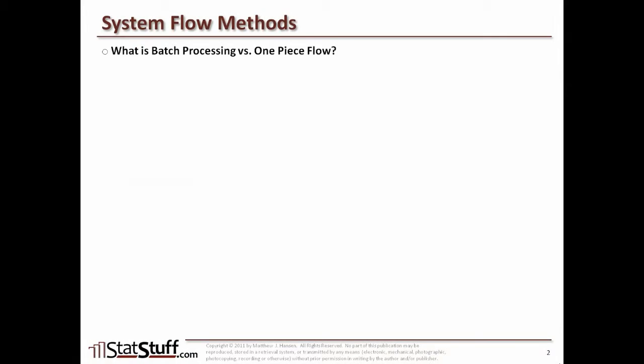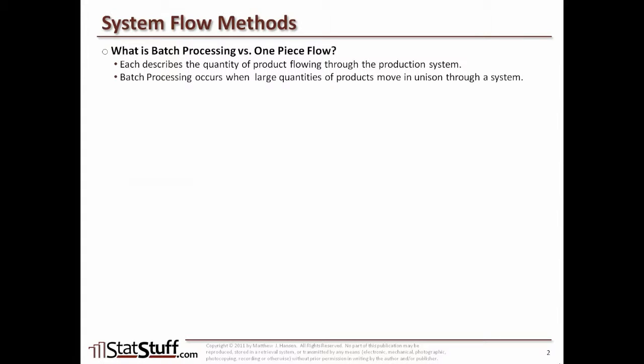So what is batch processing and what is one-piece flow? Well, each of those terms describe the quantity of product that's flowing through the system itself. So batch processing occurs when there's a large quantity or group of products that are moving in unison through a system. Whereas one-piece flow describes a process where there's just one product or one thing moving individually through the system, one at a time, rather than grouped together and bundled as a batch.